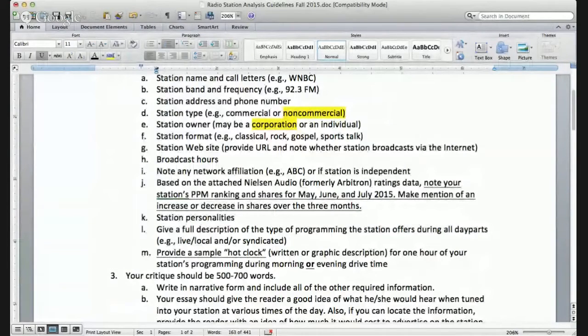Another piece of the puzzle that you definitely want to pay attention to is the Nielsen ratings. I've attached those.